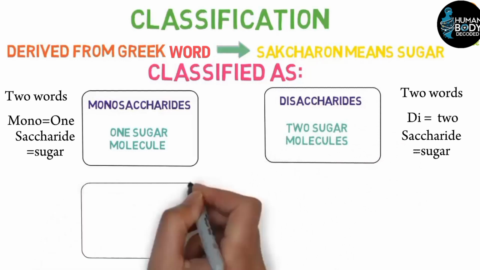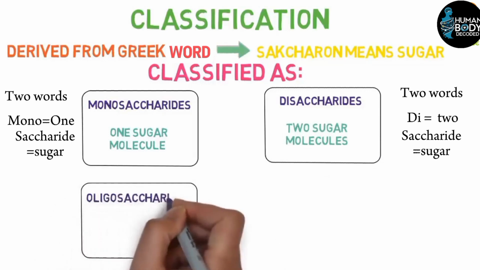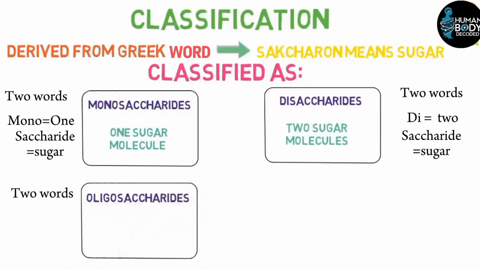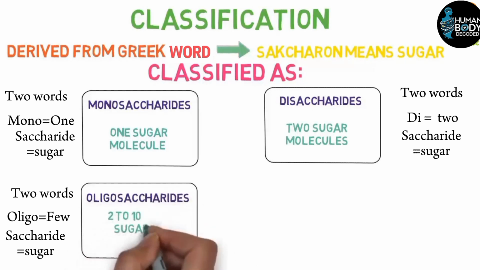The third classification we have is oligosaccharide. It is also made up of 2 words. Oligo means few and saccharide means sugar. Few sugars, carbohydrates. Now, you might be thinking how many are counted as few. Let me clarify. As I have already said, mono means 1, di means 2. So 2 to 10 sugar molecules come together to form oligosaccharides.